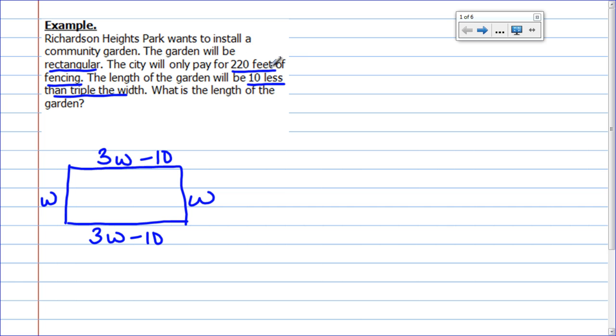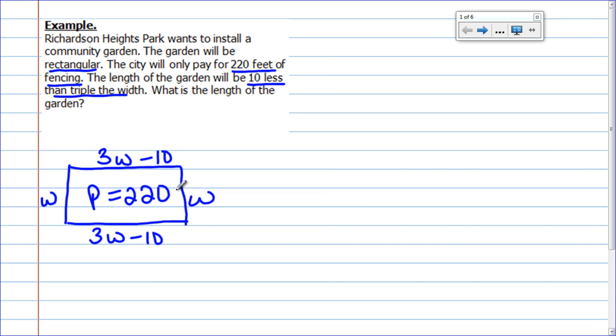I know that the city's going to pay for 220 feet of fencing, so I know that my perimeter needs to be 220. Otherwise, somebody's going to have to come up with some more money. So here's what I have. Perimeter means add up all the sides. So I'm going to add up everything that I have.